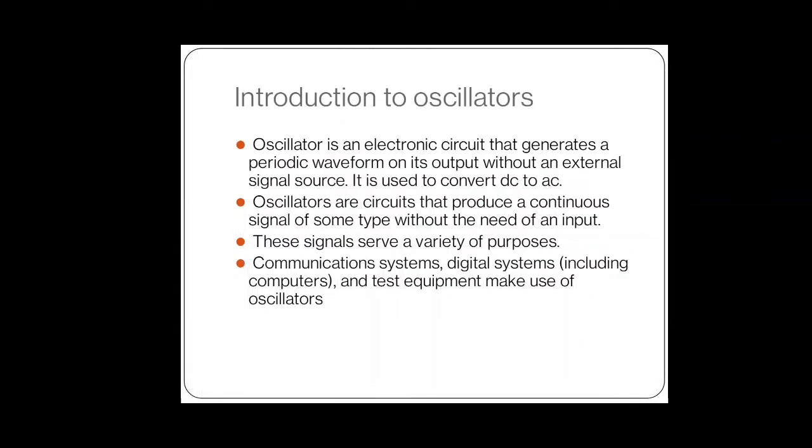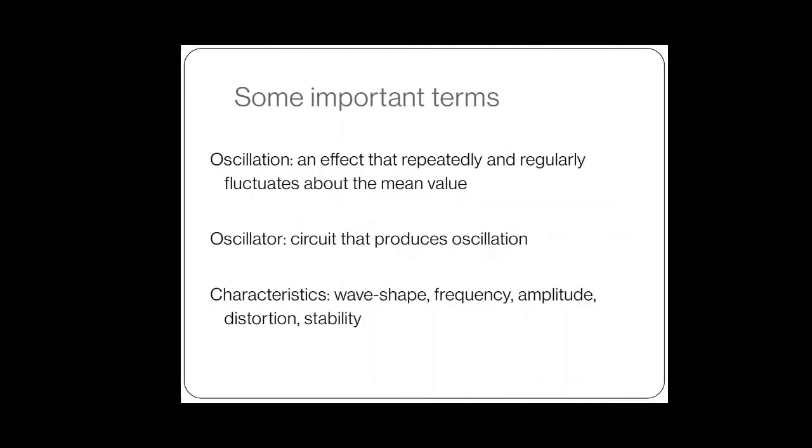An oscillator is an electronic circuit that generates a periodic waveform on its output without an external signal source. It is used to convert DC to AC. Oscillators are circuits that produce a continuous signal of some type without the need of an input. These signals serve a variety of purposes, such as communication systems, digital systems, and test equipment.